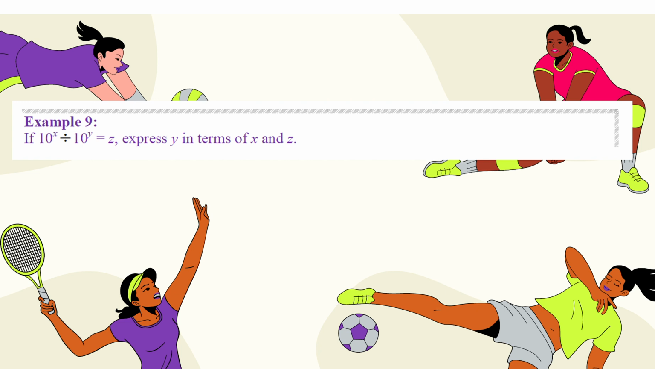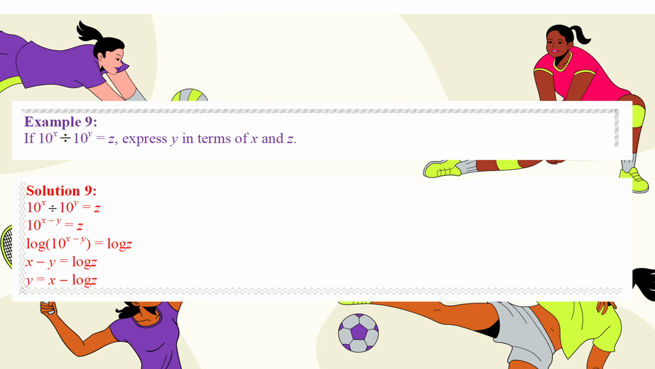Okay, we have this equation that expresses y in terms of x and z. Very complicated at first sight, but you know how to do it. Take the log. Yes, I'm going to take the log. Okay, welcome back. Take the log, then it becomes x minus y equals log z, base 10. Then to express y, move y to the right-hand side and log z to the left-hand side, so y equals x minus log z. You got it? Well done.